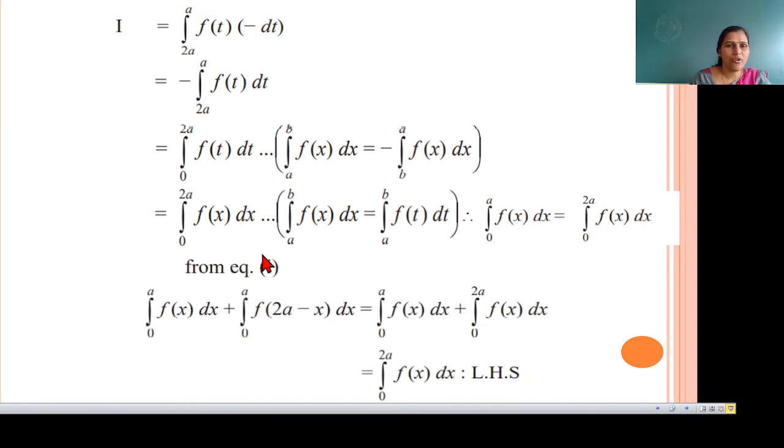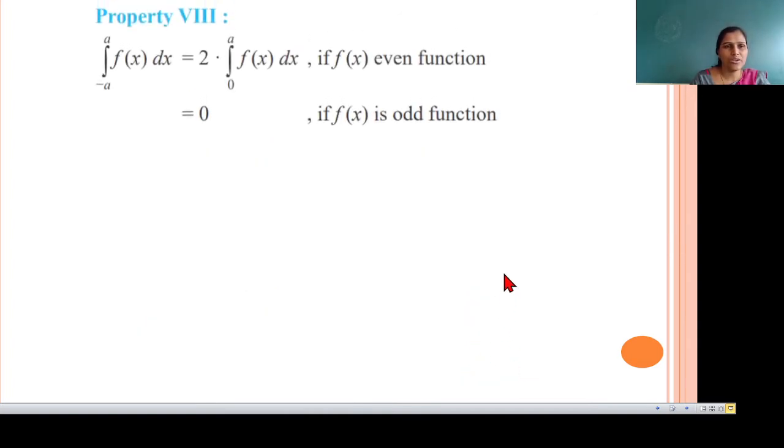So again from equation 1, this is our RHS of equation 1, and now substituting the values we have calculated from the above steps, we get integral 0 to a f of x dx remains as it is, and instead of the second integral we put the value we found. So we put this value in that equation. After getting these two values, we observe that the RHS is integral 0 to 2a f of x dx, which is equal to the LHS. So our property gets verified here.